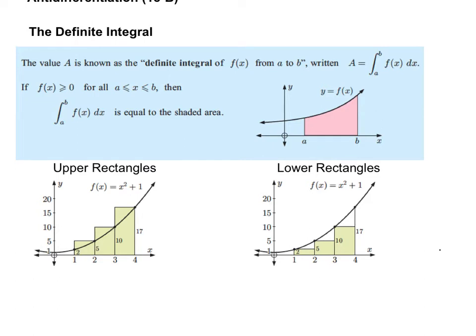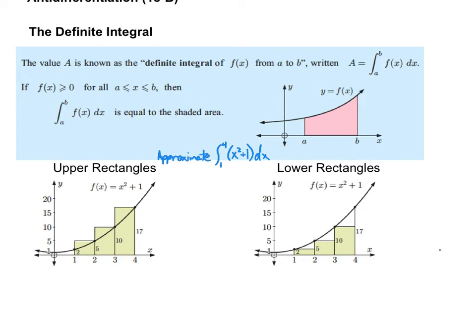So let's look at a quick example of the function x squared plus 1. We're going to approximate the area underneath the curve from 1 to 4. So what we're doing here is we are approximating an integral, and it's an integral from 1 to 4 of x squared plus 1 dx. That's what we're going to do, and to do that, we're going to use rectangles.